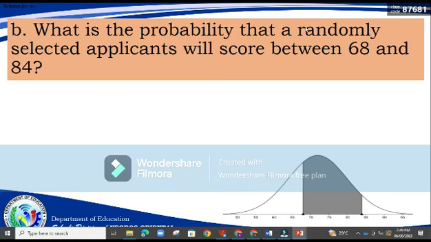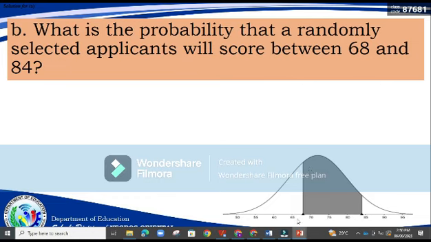What is the probability that a randomly selected applicant will score between 68 and 84? Now, we have tried solving problems, getting the area under the normal curve given the two z-scores. This time, we are given two values of x, or normal random variables. Since here 72 is our mean, based on our graph, starting here, our 68 is here and our 84 is somewhere here.